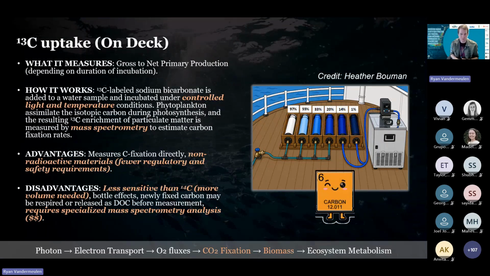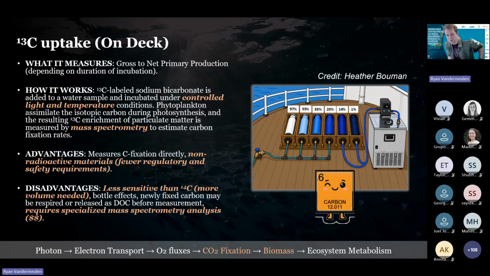So radioactive carbon-14 remains an incredibly sensitive tracer and a great way to measure net primary productivity. But working with radioactive materials comes with some logistical challenges. Ships need dedicated radioisotope labs, specialized handling procedures, and strict waste protocols. Some ships just strictly won't let you on board with C14.